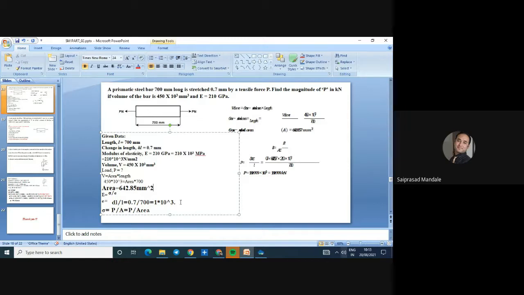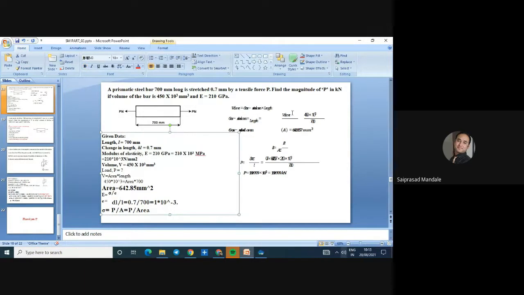So please tell me the value of strain. Is it 1 into 10 raised to 3 or minus 3? It is minus 3. Okay, great. So we have a value of strain, we have a value of area. Now we have to calculate the value of stress, force per unit area. Do we have a force?